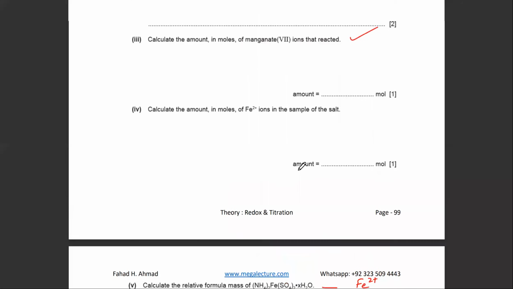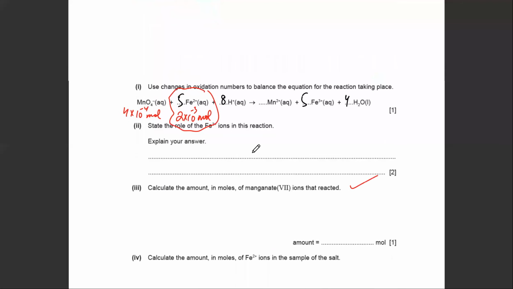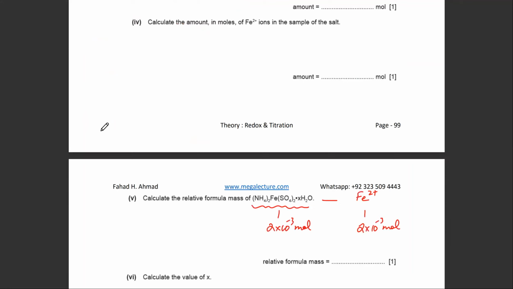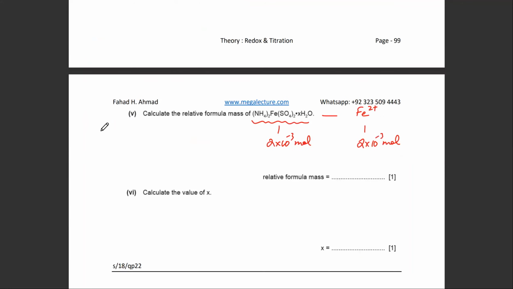So just remember that the moles of Fe2 plus and the moles of the salt are going to be exactly the same, because one formula unit of the salt contains exactly 1 Fe. If you had 10 of these, there would be 10 Fes. If you have 2 into 10 per minus 3 moles of Fe, there would be 2 into 10 per minus 3 moles of this thing dissolved in the solution.